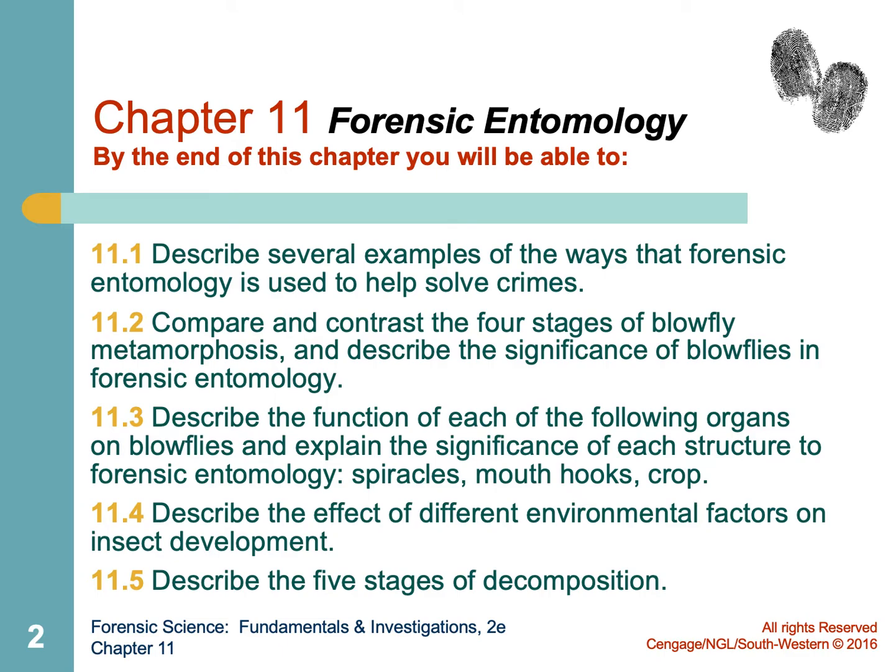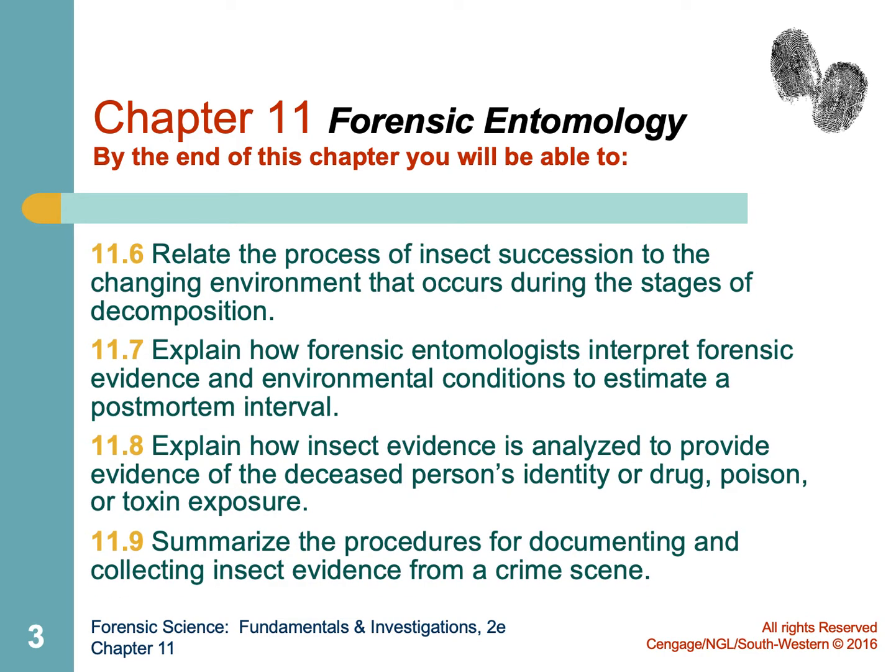Describe the effect of different environmental factors on insect development. Describe the 5 stages of decomposition. Relate the process of insect succession to the changing environment that occurs during the stages of decomposition. Explain how forensic entomologists interpret forensic evidence and environmental conditions to estimate a PMI. Explain how insect evidence is analyzed to provide evidence of the deceased person's identity or drug, poison, or toxin exposure. Summarize the procedures for documenting and collecting insect evidence from a crime scene.